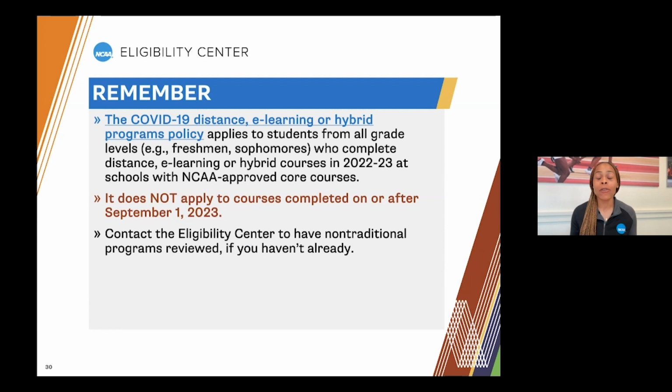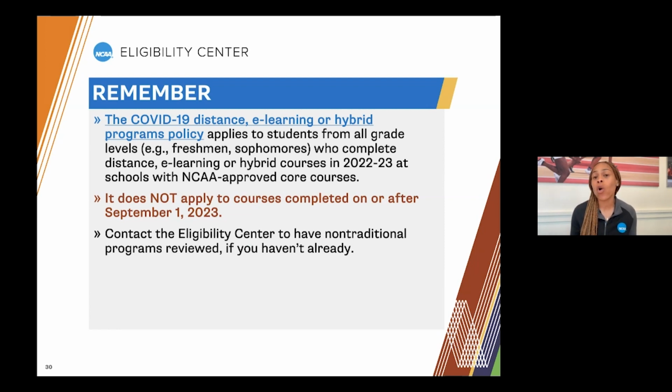Now, one update that we have recently made is that during COVID, we had a COVID relief where any core course that a student athlete took as an online course, a distance learning course, or hybrid course, if it was taken between March of 2020, so the spring of 2020, up until August 31st, 2023, we did not require that online program or platform to be NCAA approved through the Eligibility Center. Now, as of September 1, 2023, so a few days ago, we are going back to pre-COVID times. So any online course taken on or after September 1 of 2023, that online platform will need to be approved through the NCAA Eligibility Center.